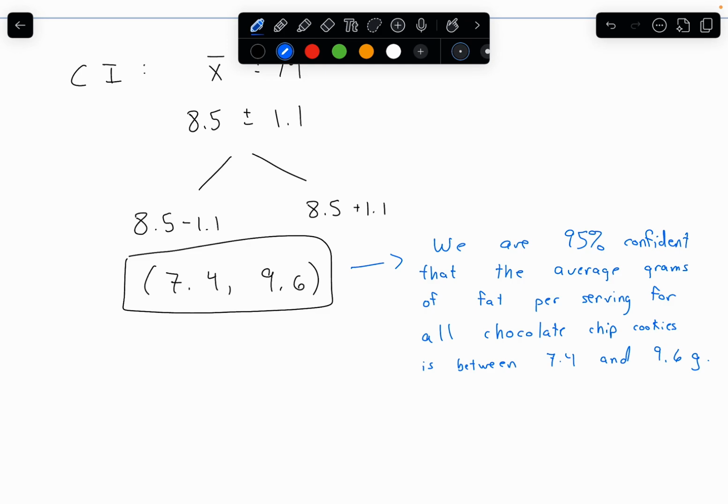The interpretation should feel very, very similar to the confidence intervals that we did way back when we were talking about proportions. The one key difference, the one thing we want to absolutely make sure we talk about, is that we're talking about averages rather than percentages or proportions. So we're going to want to make sure that we mention that term average or mean somewhere within our interpretation as we talk about what our confidence interval actually means.